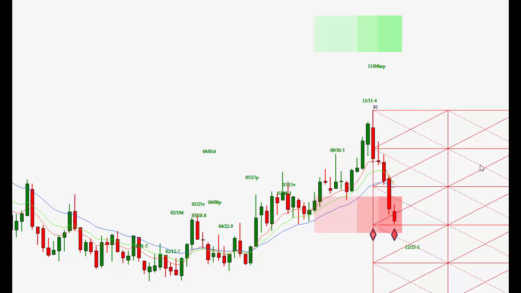Now, if you're familiar with my videos, you're familiar with these red diamonds. They represent the FDates that we pre-calculate to forecast upcoming cycle tops and bottoms. Now this is a weekly chart. That means every one of these price bars represents one complete trading week.